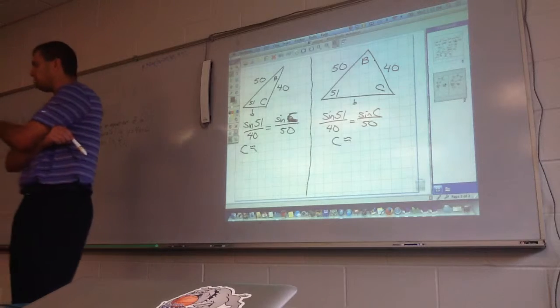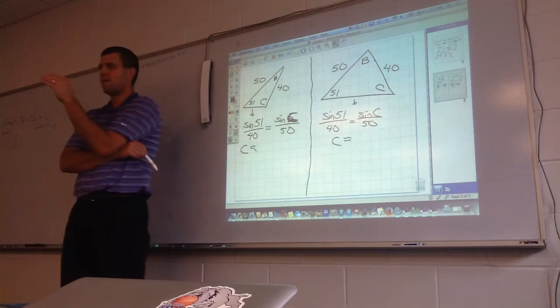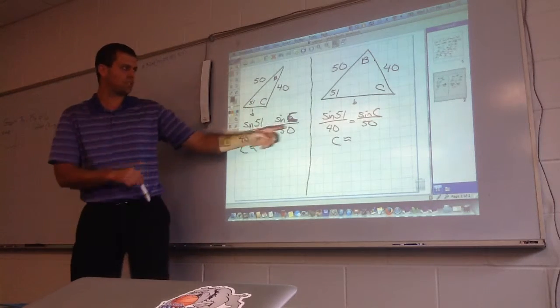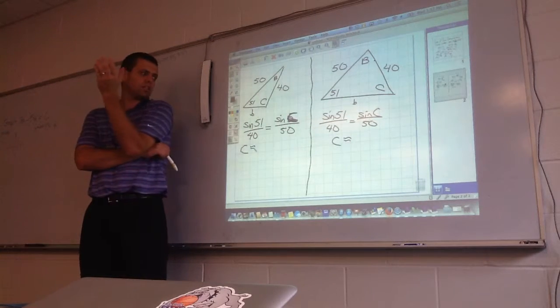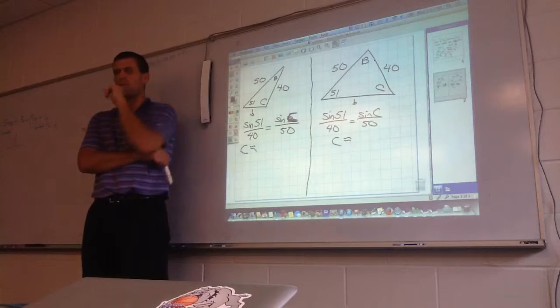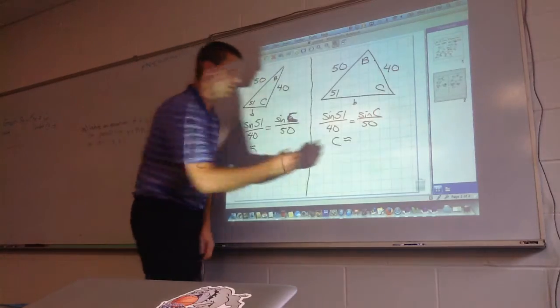So 76.27, yes? Okay, look at the angle C's in both pictures. Which one do you think is more realistically to be 76.27? The one over here. Okay?